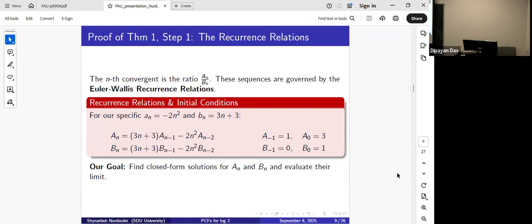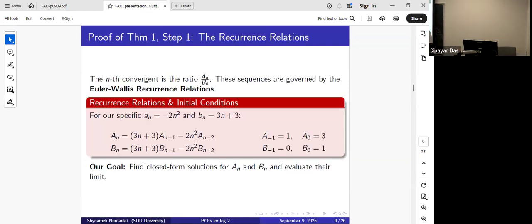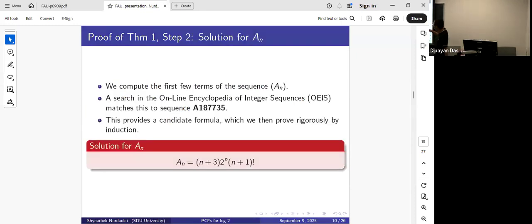Before that, how can we solve this? We try to find closed solutions for both An and Bn, and these are our initial conditions. Overall, this recurrence relation was proposed long ago by Euler and Wallis. The first thing we do is compute the first few terms of An and try to find them using the OEIS, the Encyclopedia of Integer Sequences. Luckily, we found a match, denoted by this number. It turns out that this sequence is given by this formula.